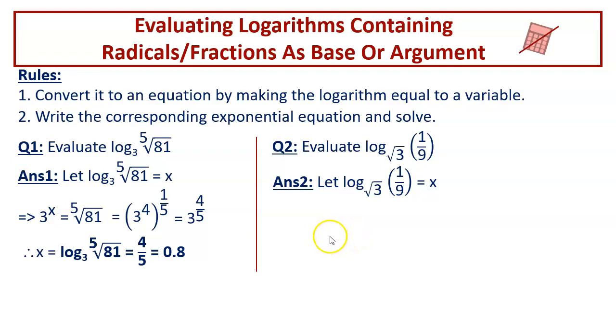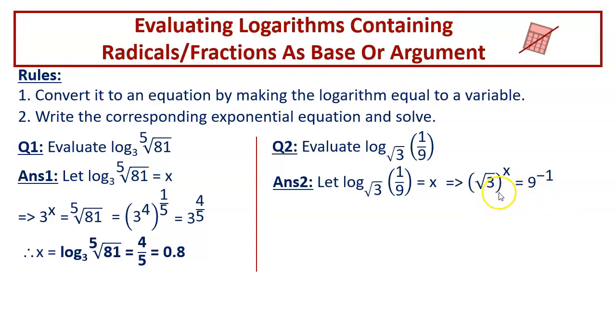So it will be square root of 3 to the power of x is equal to 1 over 9. And 1 over 9 can be written as 9 to the power of negative 1. Why should we be writing this? Because we have to make the base the same. We can keep the base as square root of 3, or we can make the base equal to 3 for both the sides. You can keep the base as square root of 3. I have made the base equal to 3 for both the sides.